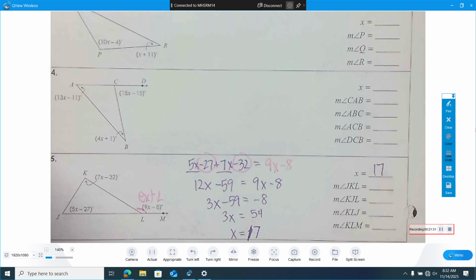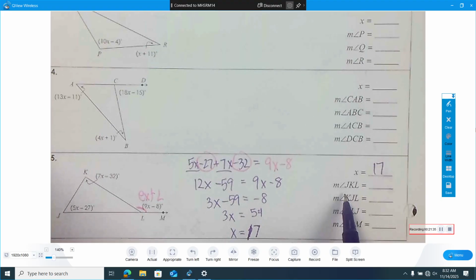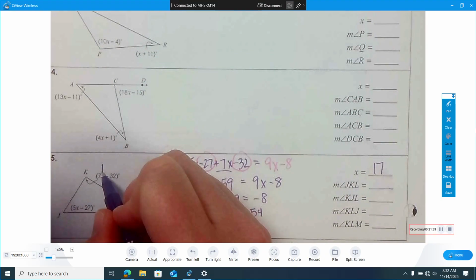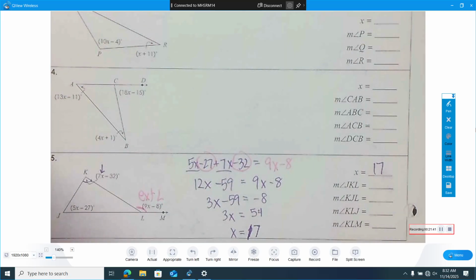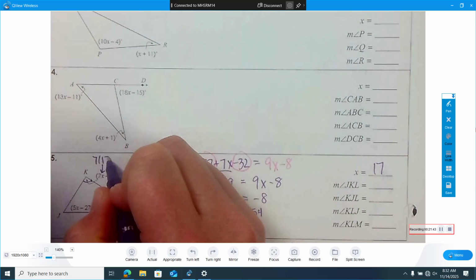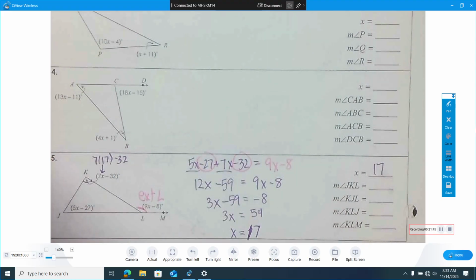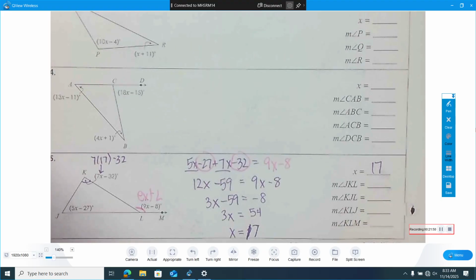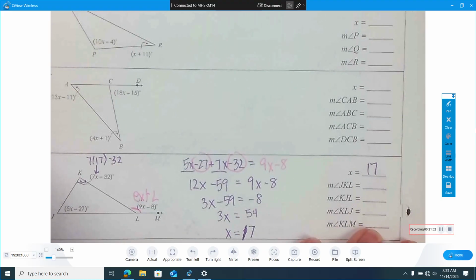And then what do we have to do? Plug it in. Okay, so I have to read carefully. We want the measure of angle JKL. That's this one right here. So 7 times 17 minus 32. The x is 17. 87.